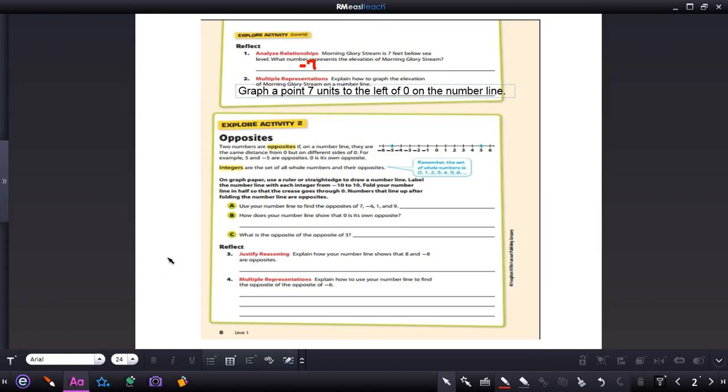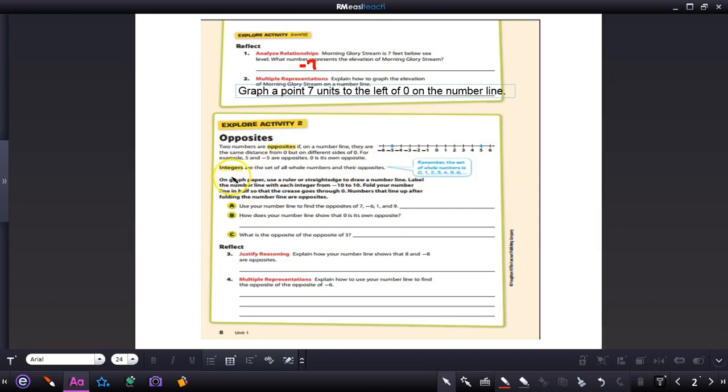Now let's take a look at Explore Activity number 2, titled Opposites, on page 8. Two numbers are opposites if on a number line they are the same distance from 0, but on different sides of 0. For example, 5 and -5 are opposites. 0 is its own opposite. So I'm taking a look at 5 and -5. Both of these numbers are the same distance from 0 on the number line. One just happens to be to the left, and one just happens to be to the right.